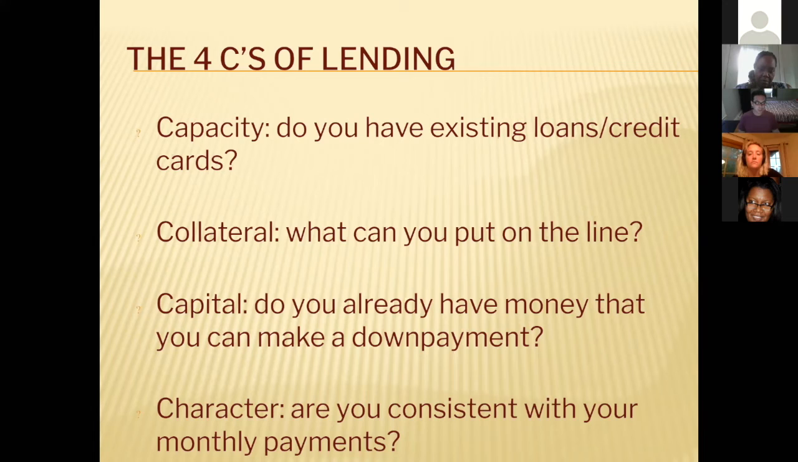Collateral, what can you put on the line? We described collateral in previous slides. Capital, so do you already have money that you can make a down payment? When you're purchasing a car, if you can make a down payment, that'll make the lender feel more comfortable offering you a loan. And lastly, character. Do you make your monthly payments consistently? Do you not? Of course, if you do make them consistently, that'll make them feel more comfortable loaning you money.